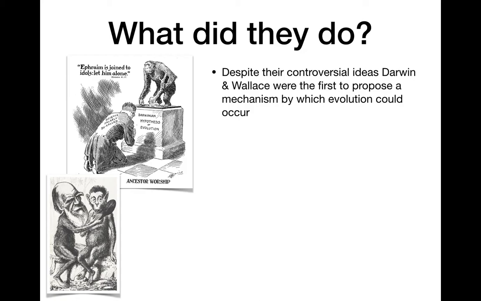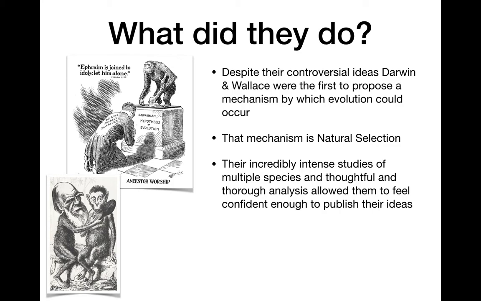So they both kind of figured this out. Natural selection is the mechanism they were able to figure out. So the mechanism is natural selection. That's the big contribution that Darwin made and that Wallace also thought of independently from Darwin. They were able to do this because they did these very, very thorough, intense, multiple-year studies of many, many species. And then they looked at that data very thoroughly, very carefully for a long time. And then that gave them enough data and enough understanding and confidence to publish their ideas.